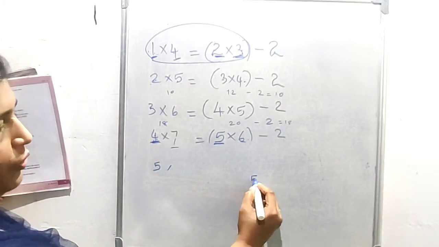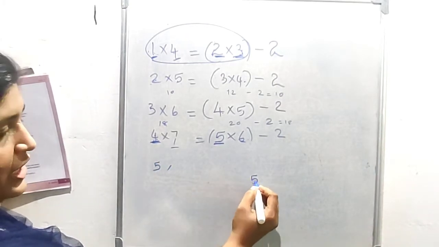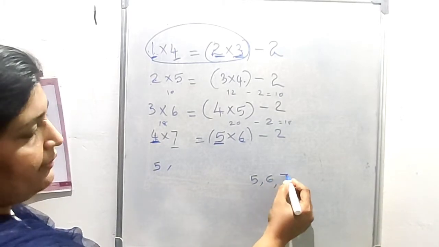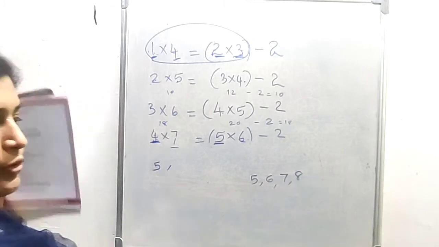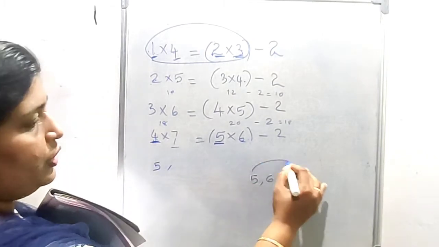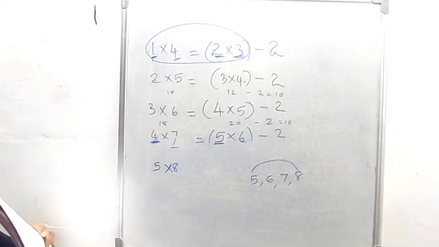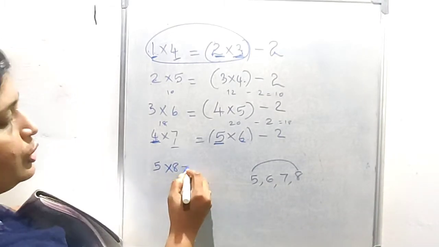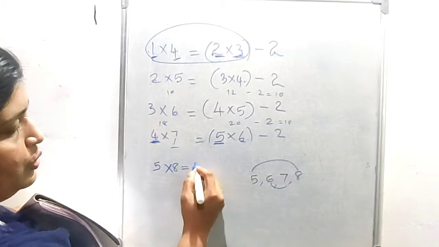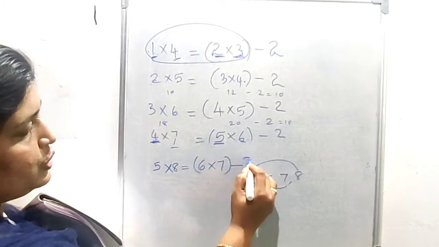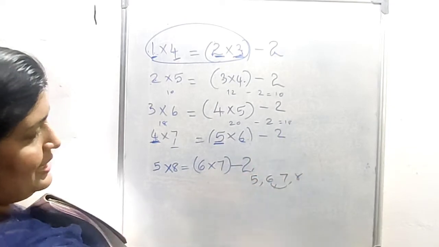So if we take 4 numbers, the first one is 5, then what will be the second one? 6 is the second one, 7 is the third one and 8 is the fourth one. Okay, so product of the first and last is equal to 5 into 8. That is equal to product of the middle minus 2. Product of the middle is 6 into 7 minus 2. Okay, so this is the first line.